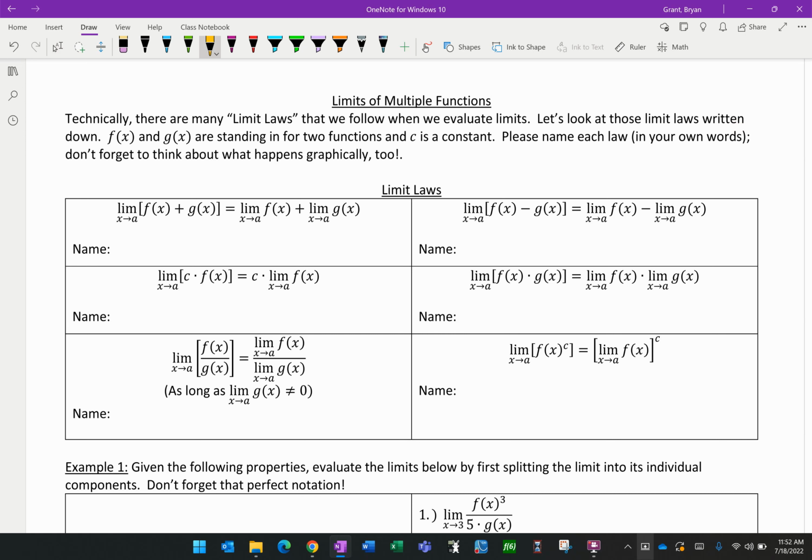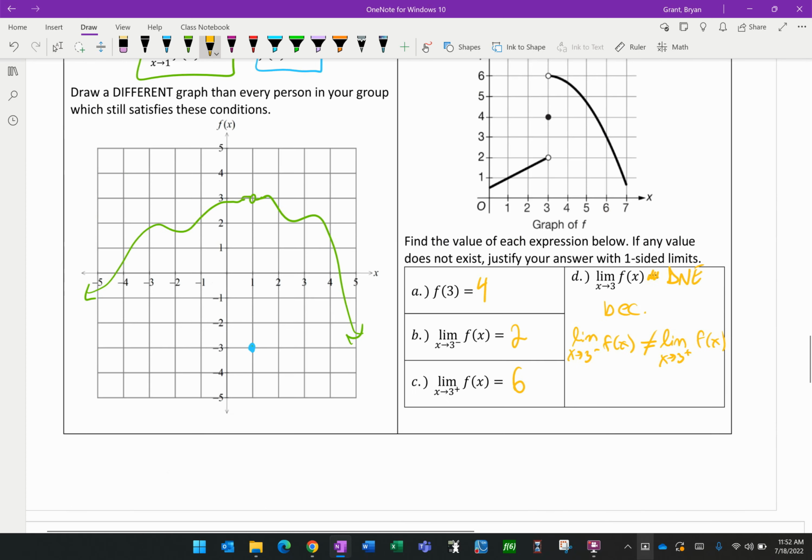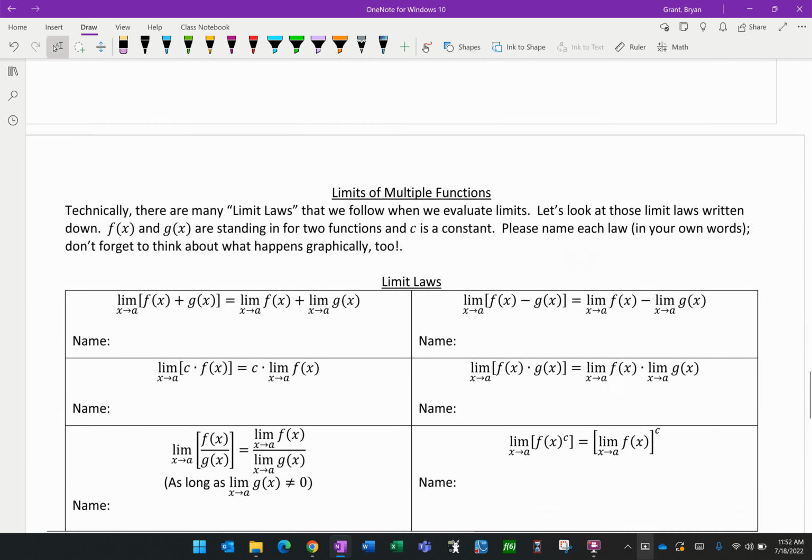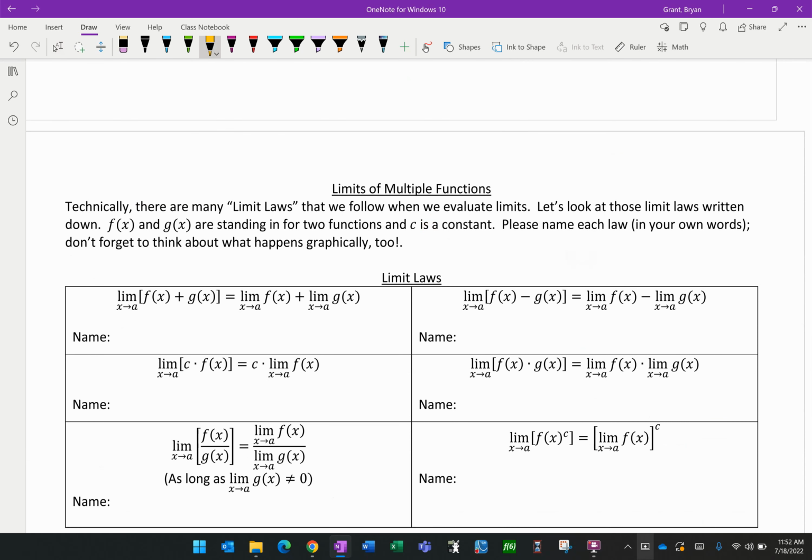Okay, if we look at them written down, f of x and g of x are going to be standing in for two functions. You could even think of f of x and g of x standing in for two graphs, right? Maybe f of x is this graph and g of x is this graph over here. And last but not least, c is a constant. When we say something is a constant, we say that's just a specific value that doesn't change. Maybe c could be 7.